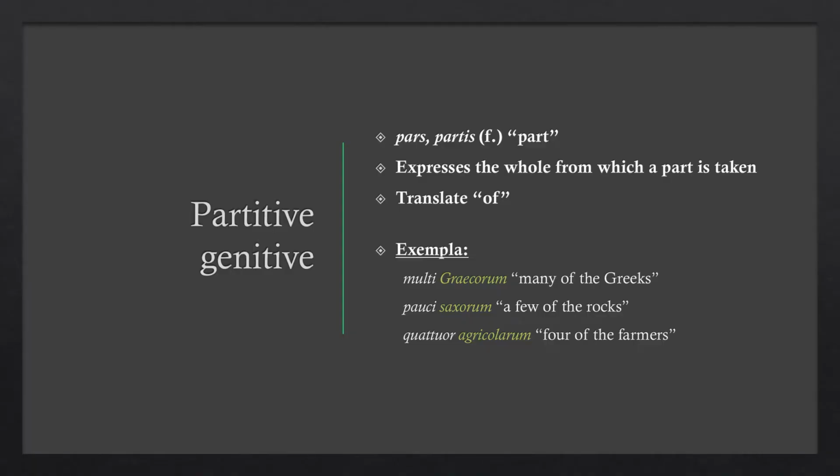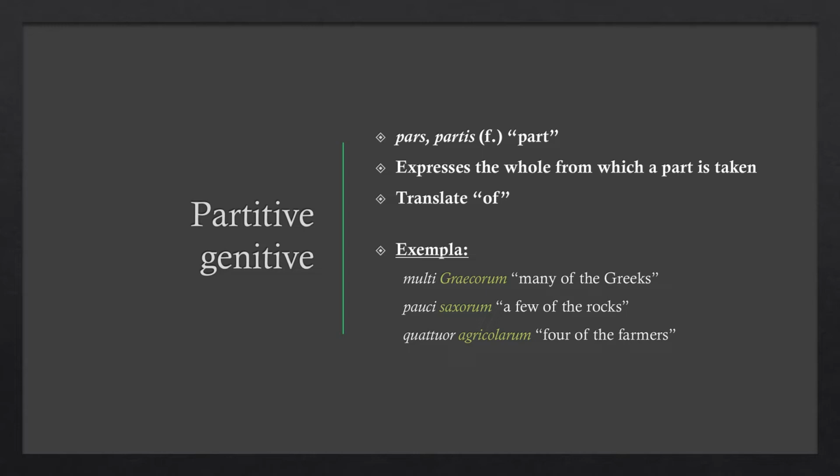The first new usage of the genitive case that we will learn in this video is the partitive genitive. The word partitive comes from the Latin word pars, partis, which means part, and partitive genitives express the whole from which a part is taken. Just like I said before, anytime you come across a genitive, you should try translating it with the word of at first, and partitive genitives are no different. So, multi Graecorum is many of the Greeks, with Graecorum being our partitive genitive. It is the whole from which multi is taken.